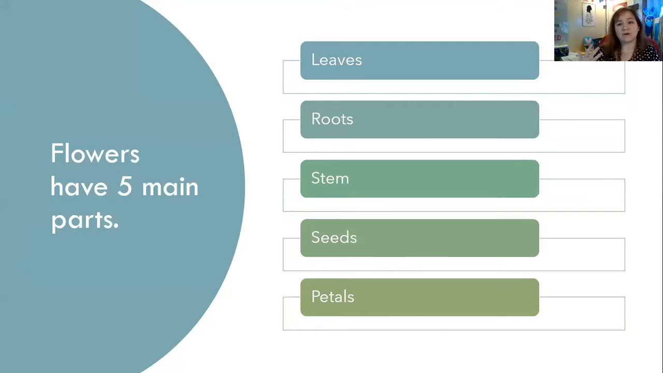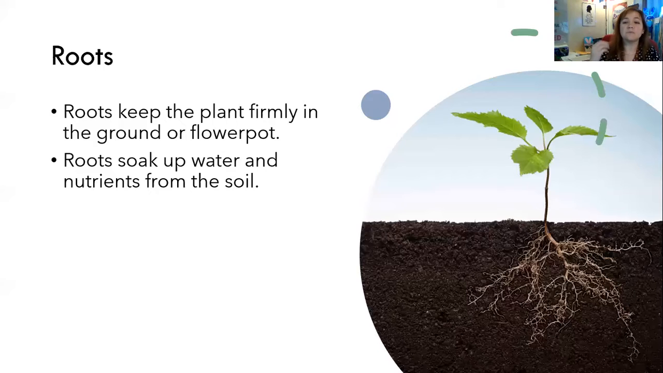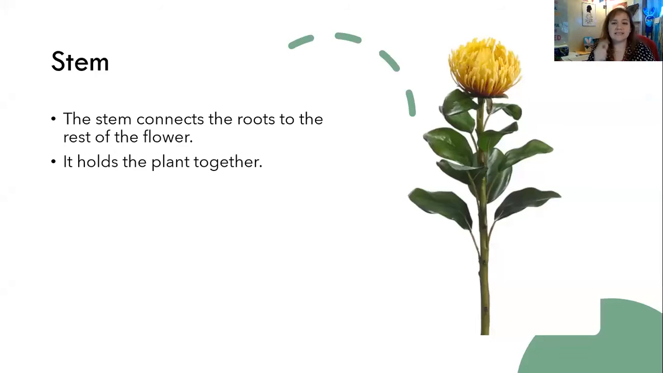The 5 main parts, remember some of the parts get really technical and really tiny, but we just picked 5 broad parts to talk about: the leaves, the roots, the stem, the seeds, and the petals. So the leaves, if we remember, catch the sunlight, and it also can kind of take in some air and water. Roots hold the plant down in the ground, and they also soak up nutrients and water out of the dirt and soil.